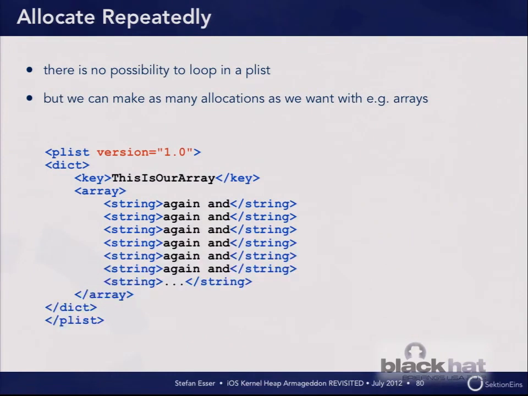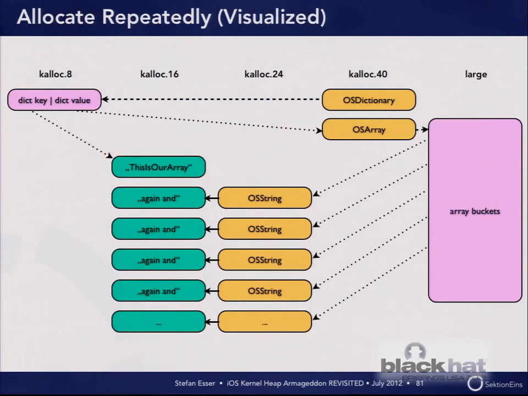Yeah, I prepared this slide. When you look at this, this is what it will look like in memory. You have the different kalloc zones and something I call large, because it will just be a very large block that will most probably not even be in your normal kalloc zones. Well, it depends on how much memory you want to allocate. And then you can see in each zone what is created inside there and what is adjacent to each other, if the heap is clean in this case.